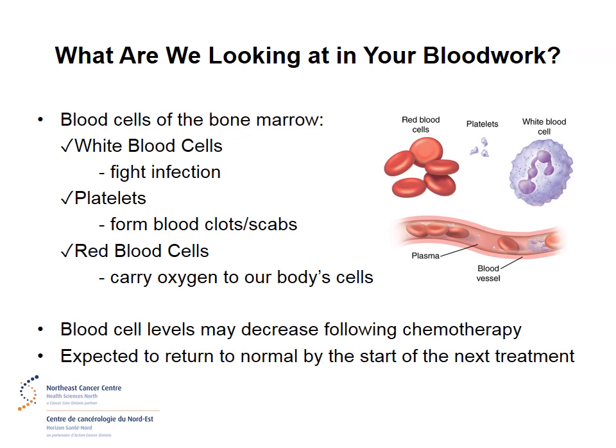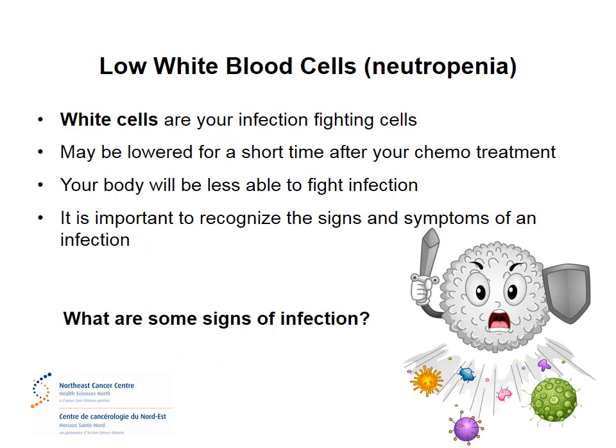Blood cell levels may decrease following chemotherapy, but they are expected to return to normal levels by the start of your next scheduled treatment. A low white blood cell count, known as neutropenia, puts you at a higher risk of developing an infection. White blood cells are your infection-fighting cells, and they may be lowered for a short period of time after receiving your chemotherapy treatment. If you develop an infection when you have a low white blood cell count, your body may not be able to protect itself and fight the infection. Infection can lead to death in severe cases. Therefore, it is important to recognize the signs and symptoms of an infection.